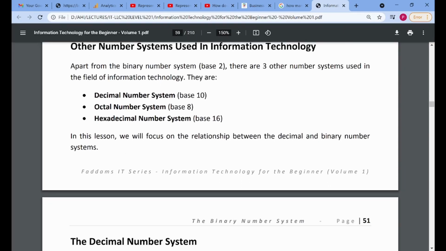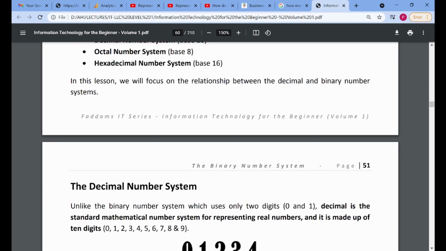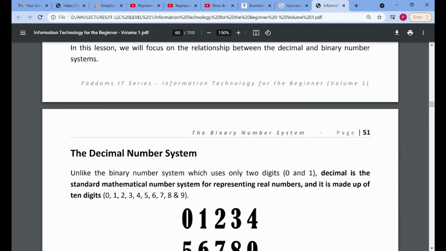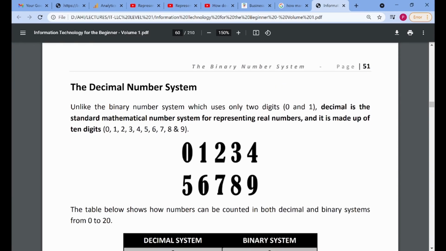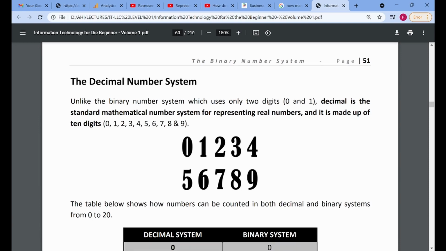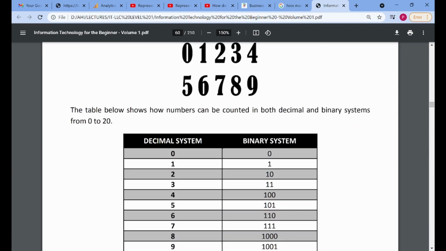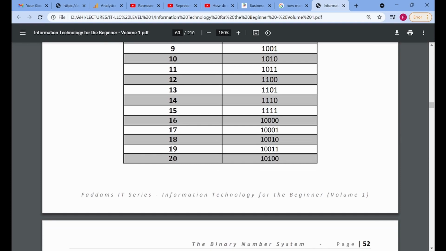We talked about other number systems in IT. We talked about the decimal number system, octal number system, hexadecimal number system. But we said all of these number systems are there to help data to be represented in an easy way for humans. But in the computer, it is all about binary. It is only binary the computer works with.